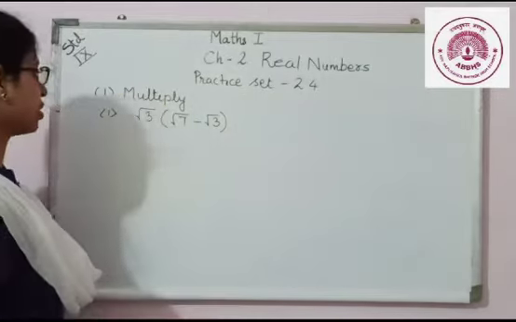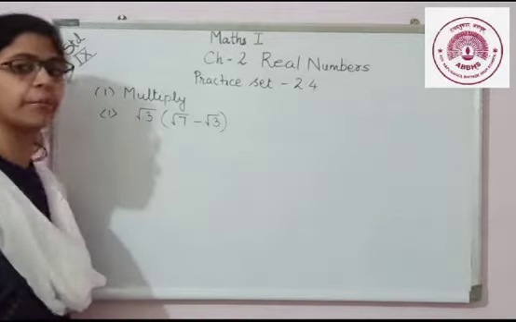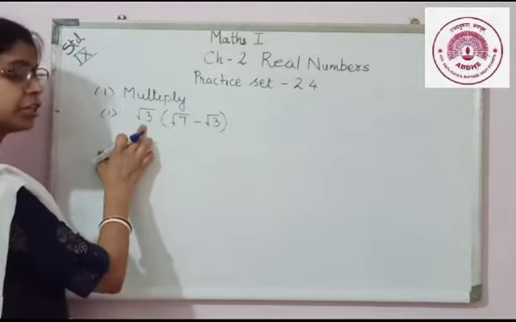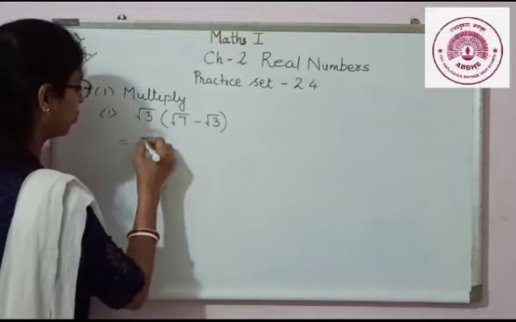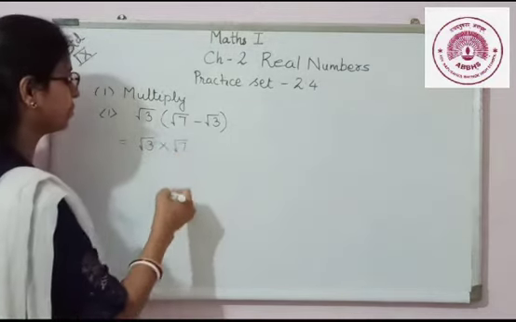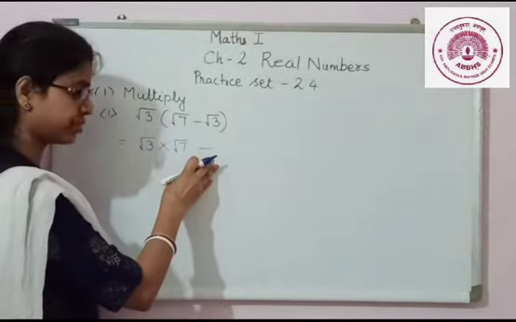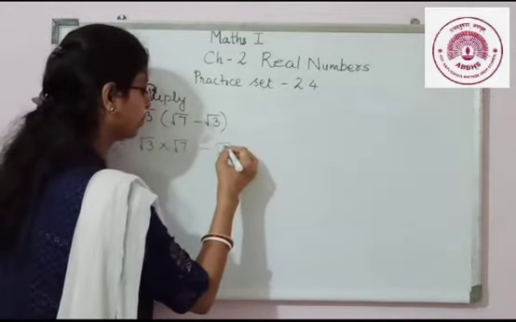So first question is multiply root 3 by root 7 minus root 3. So here we will open the bracket with root 3. So this is equal to root 3 multiply by root 7. In between we have minus sign, so we'll write that as it is. Then again root 3 multiply by root 3.